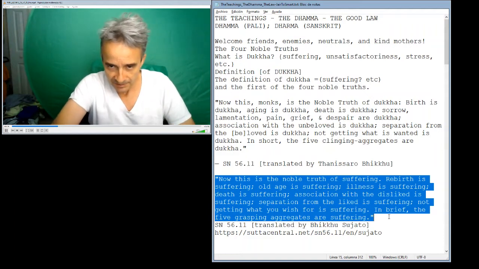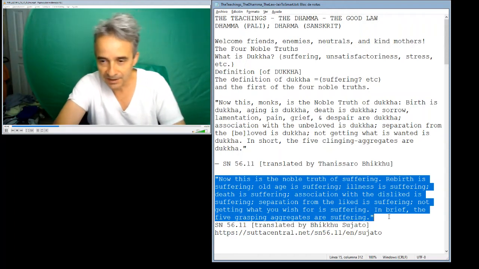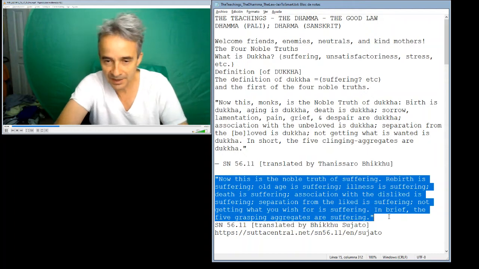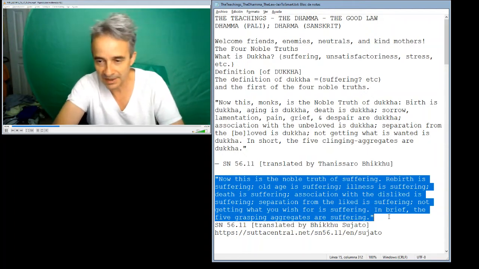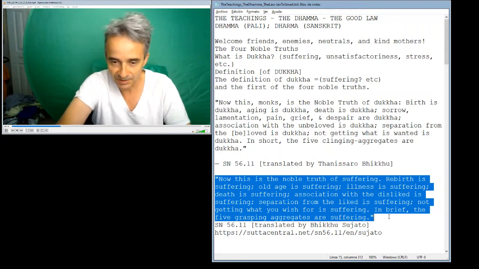Now, here's how it goes. Now, this is the noble truth of suffering. Rebirth is suffering. Old age is suffering. Illness is suffering. Death is suffering. Association with the disliked is suffering. Separation from the liked is suffering. Not getting what you wish for is suffering. In brief, the 5 grasping aggregates are suffering. That was translated by Bhikkhu Sujato.